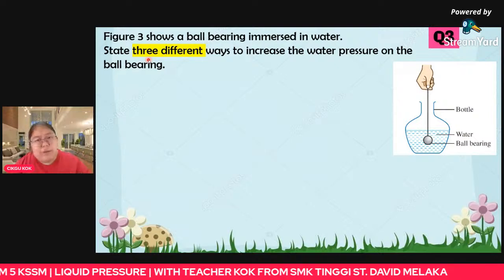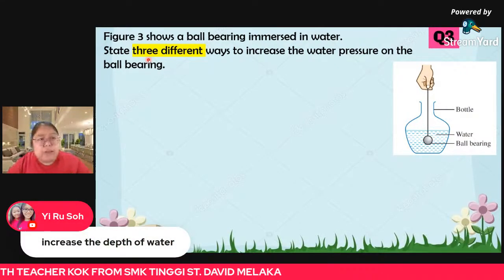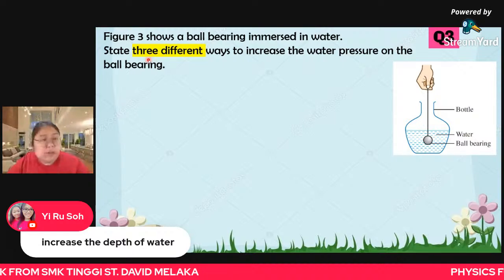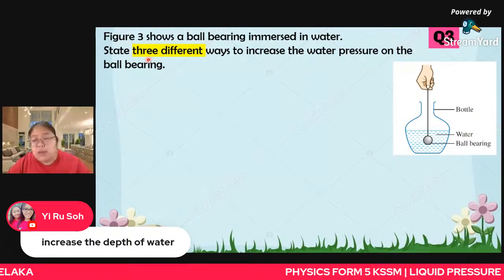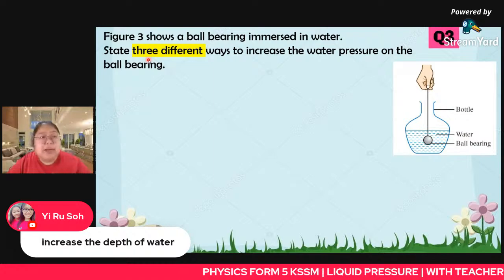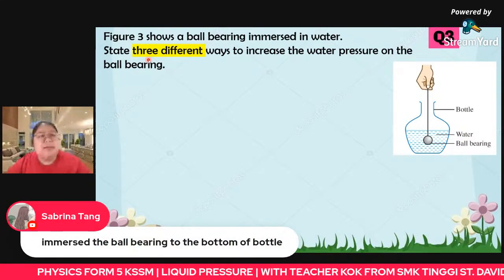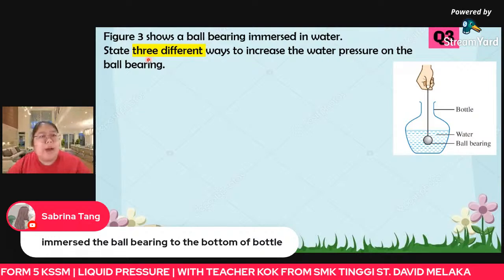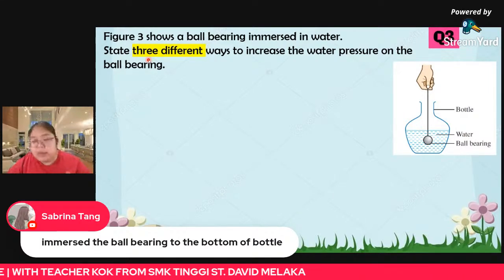Increase the depth of the water. Okay, Yiru says increase the depth of the water. Jessica says add water. Yeah, correct. When you add the water, the depth will be increasing. Another one, Sabrina says immerse the ball bearing to the bottom of the bottle. Also okay, that's the same.